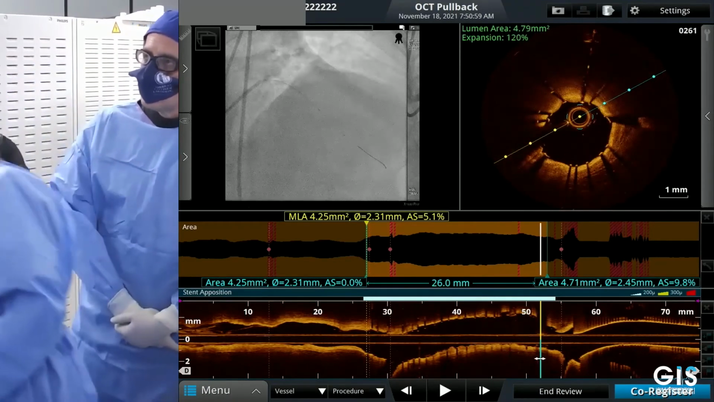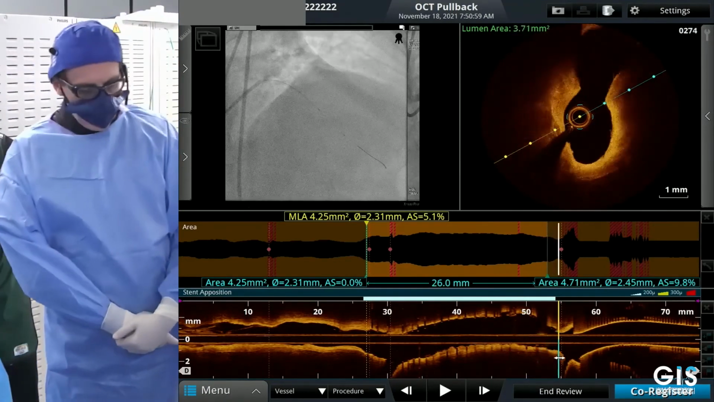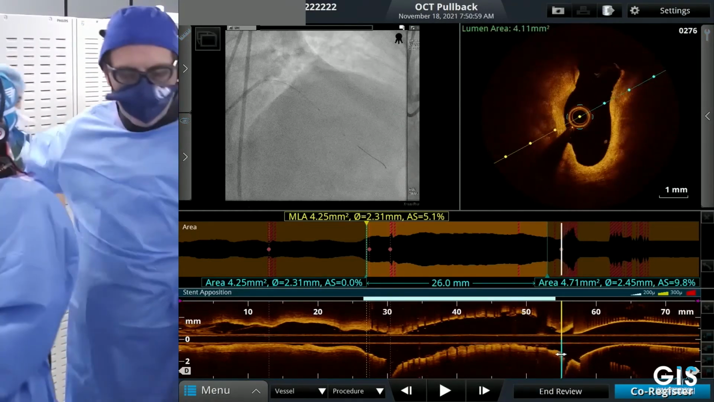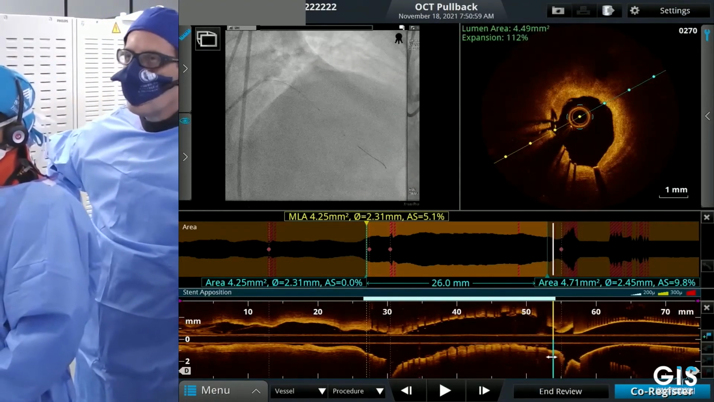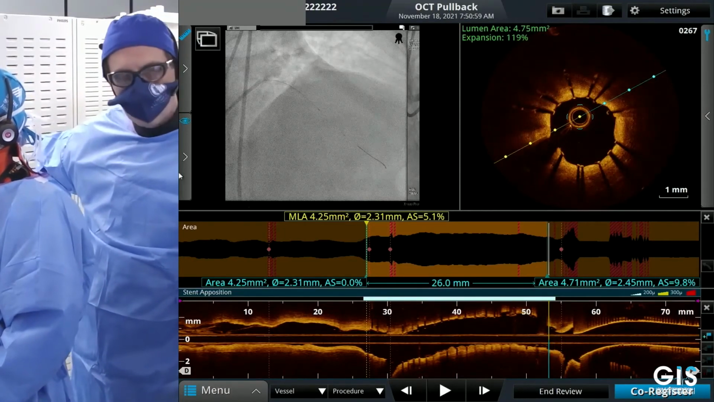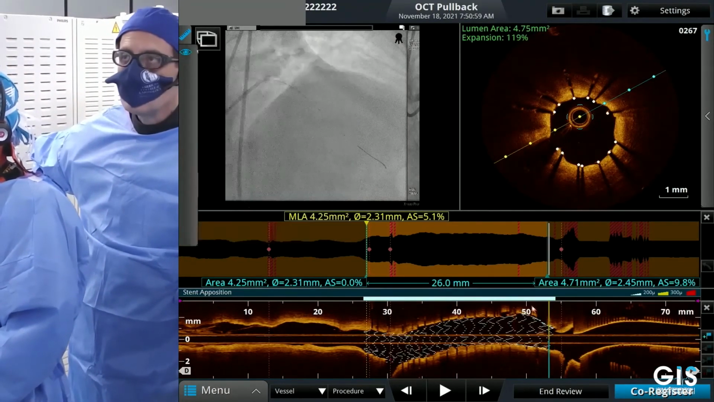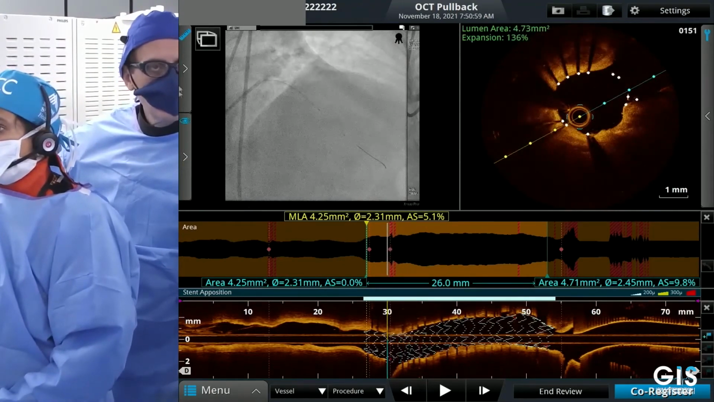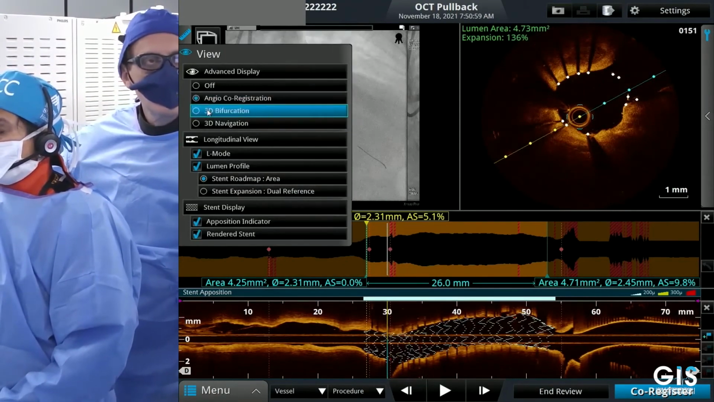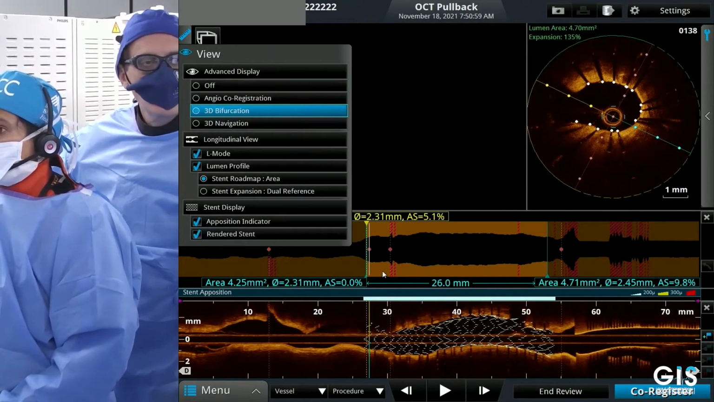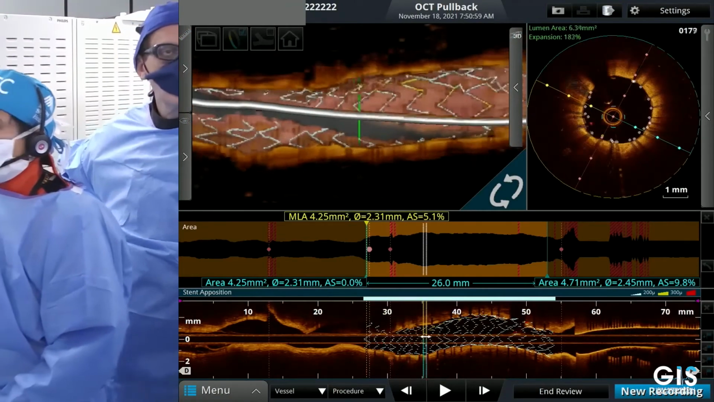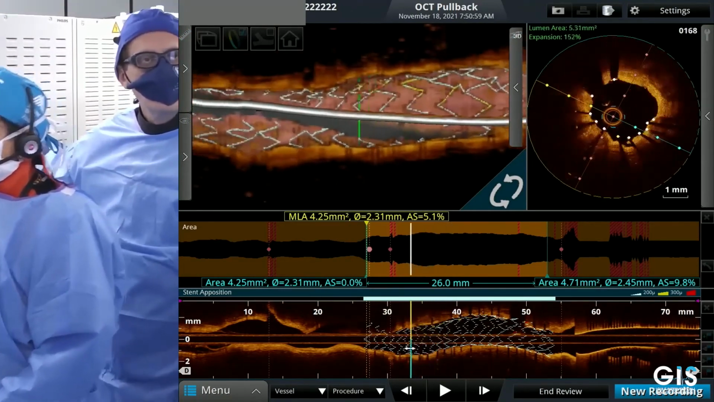We have three criteria to choose the significance of the dissection. The quarters taken from the vessel: if it's taking more than 60% of the circumference of the vessel, it's significant. If the degree of the dissection is more than 40% or 50%, and also the length of the dissection itself, at that time we consider it significant.